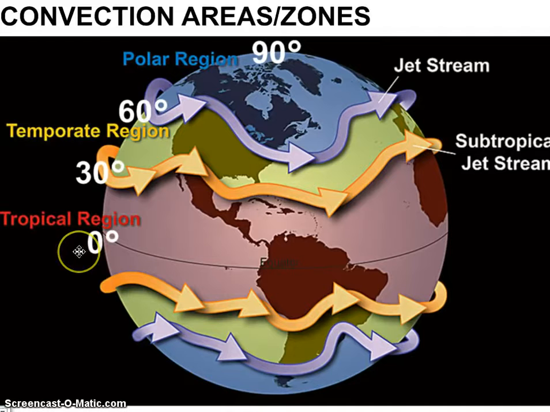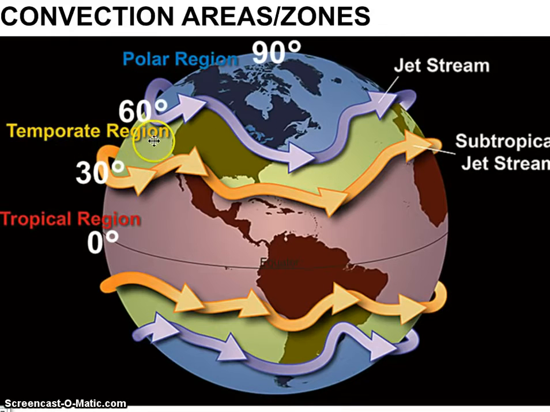Well, the hottest zone is, of course, at the equator. And we call this the tropical region, and it extends from 0 degrees latitude, which is the equator, to 30 degrees latitude. And you'll notice that that is true for the northern hemisphere as well as the southern hemisphere. So from 0 degrees to 30 degrees north, that's going to be tropical. 0 to 30 degrees south, that's also tropical. But we're just going to be concerned with the northern hemisphere for now.